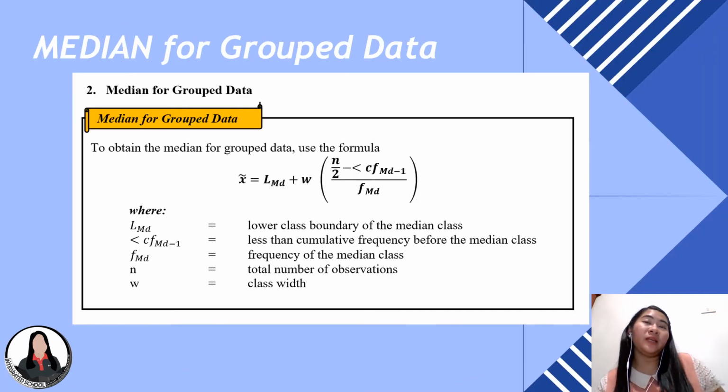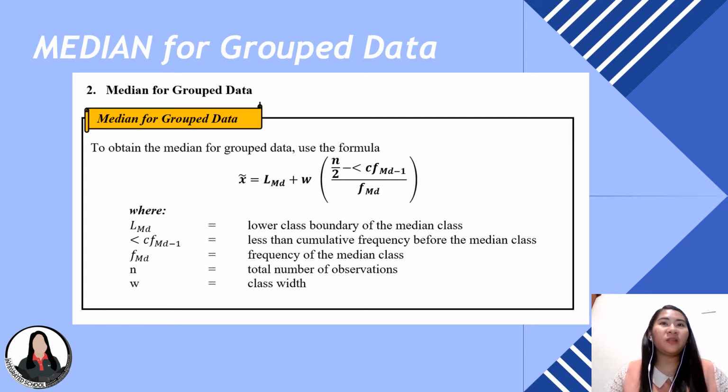For the median for group data, to obtain the median for group data, let us use the formula: median is equal to L sub MD plus W multiplied by the quantity of N over 2 minus the less than cumulative frequency sub MD minus 1, all over F sub MD, wherein L sub MD is the lower class boundary of the median class.